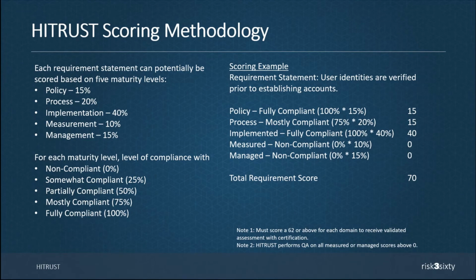The next thing I wanted to talk about, and I know when you get out of high school, you think you're done with math for a little bit, but not quite. So HITRUST has a very unique scoring methodology. There's going to be usually around 300 requirement statements that you need to be in compliance with, and there's up to 5 maturity levels that you're going to be assessed against as far as those requirement statements are concerned.